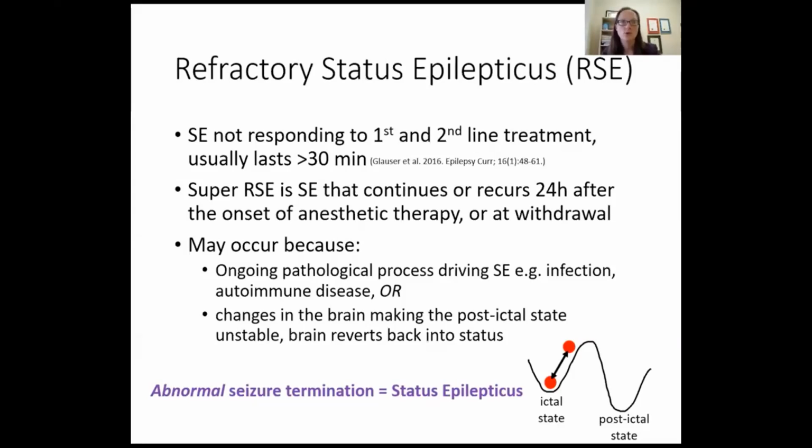These seizures occur usually because the underlying pathological process hasn't been fully addressed and continues to drive the seizures rather than supporting the post-ictal state. It may also be because pathological changes have occurred in the brain over the 24 hours of seizure that have set it up for a continued ictal state. In this case, again, we see that the red ball is unable to transition from the ictal to the post-ictal state.